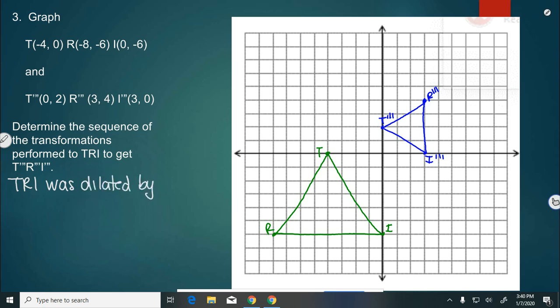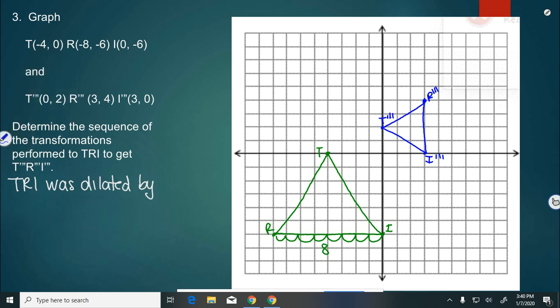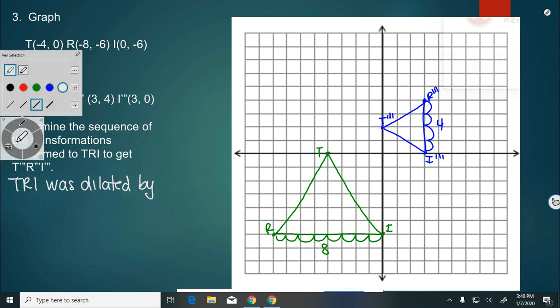Now keep in mind, if we're dilating and making a smaller shape, that means we're multiplying by a fraction. We could do it in very different ways. We could look at the coordinates, or we can look at the size of the shape. I like looking at the size of the shape in this case. So this one here is 1, 2, 3, 4, 5, 6, 7, 8 units long. And the smaller one is 1, 2, 3, 4 units long. So to get 8 to 4, that means we dilated by 1/2.